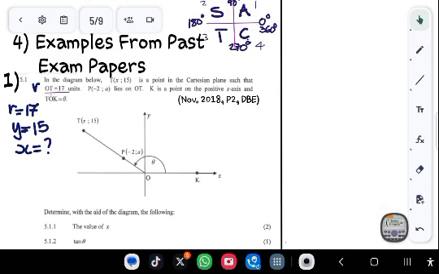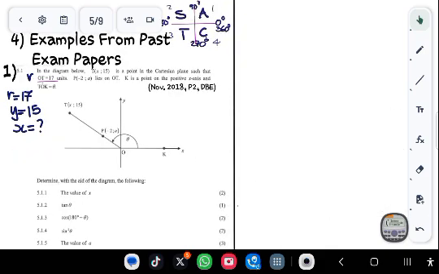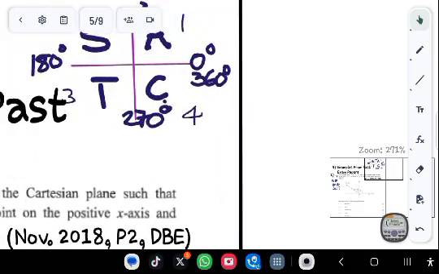Now to find x, it's very easy. You use the theorem of Pythagoras. Now let's use the theorem of Pythagoras to find the value of x. So let's go to 5.1.1.